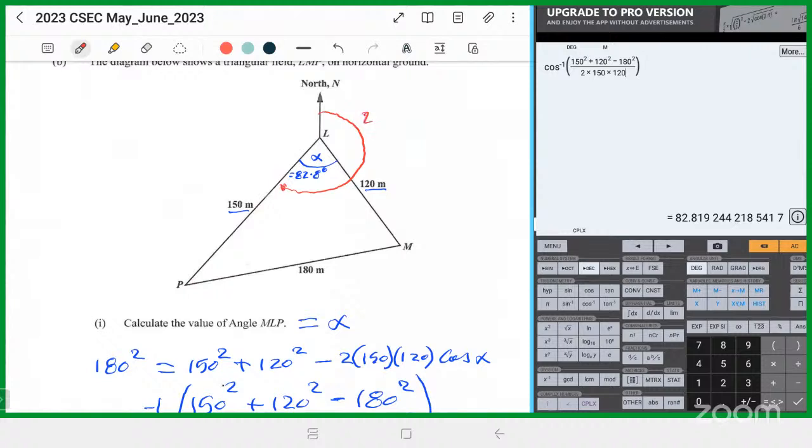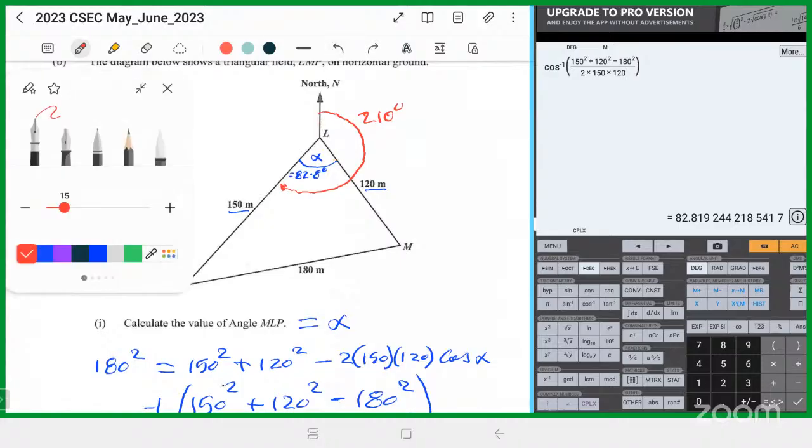210 degrees is that angle. Now because inside here is 82.8, we can actually work out the angle in here by subtracting. This is a similar calculation to the one that we did earlier. Let's put that down in purple.